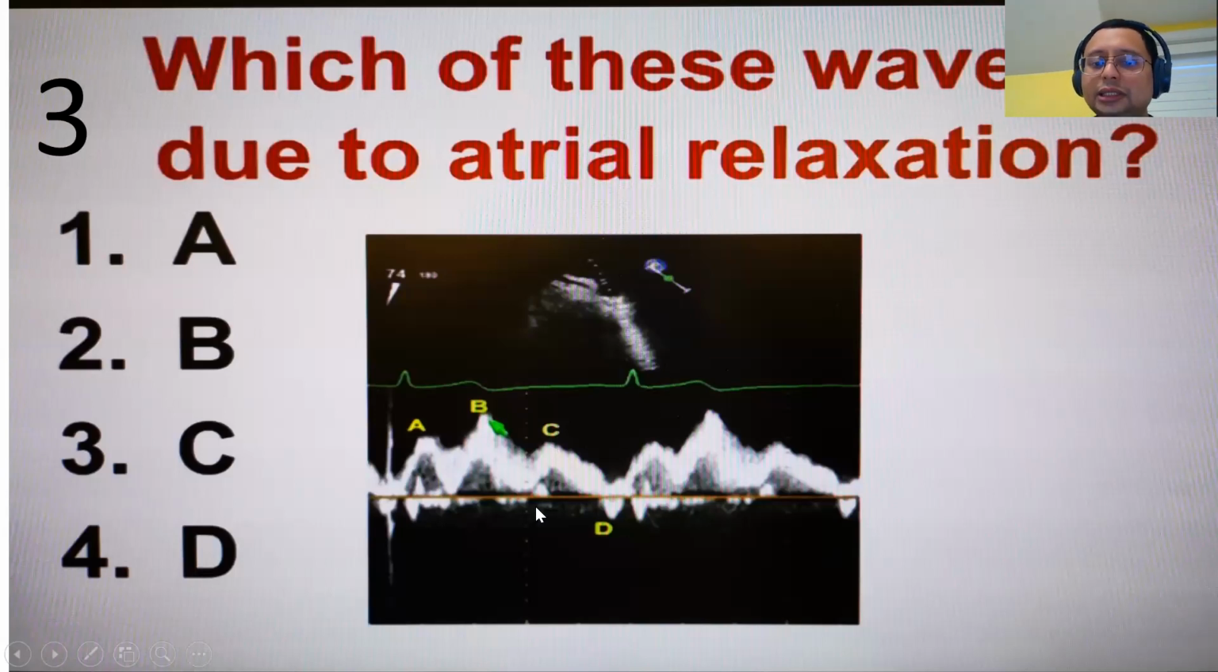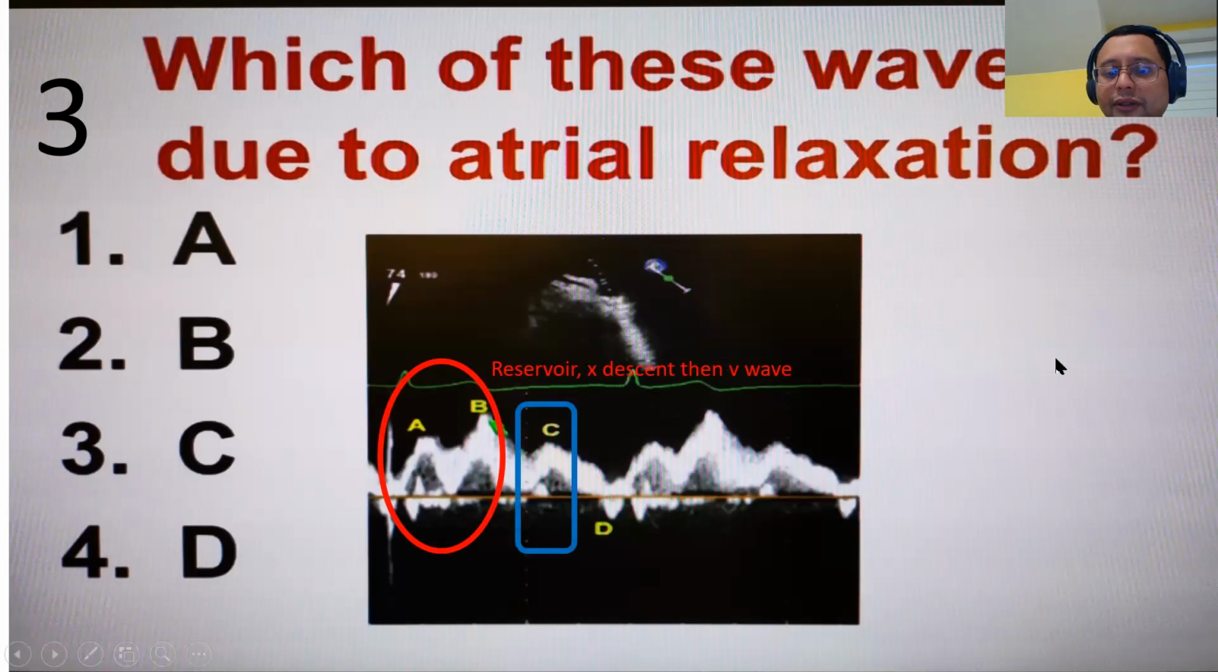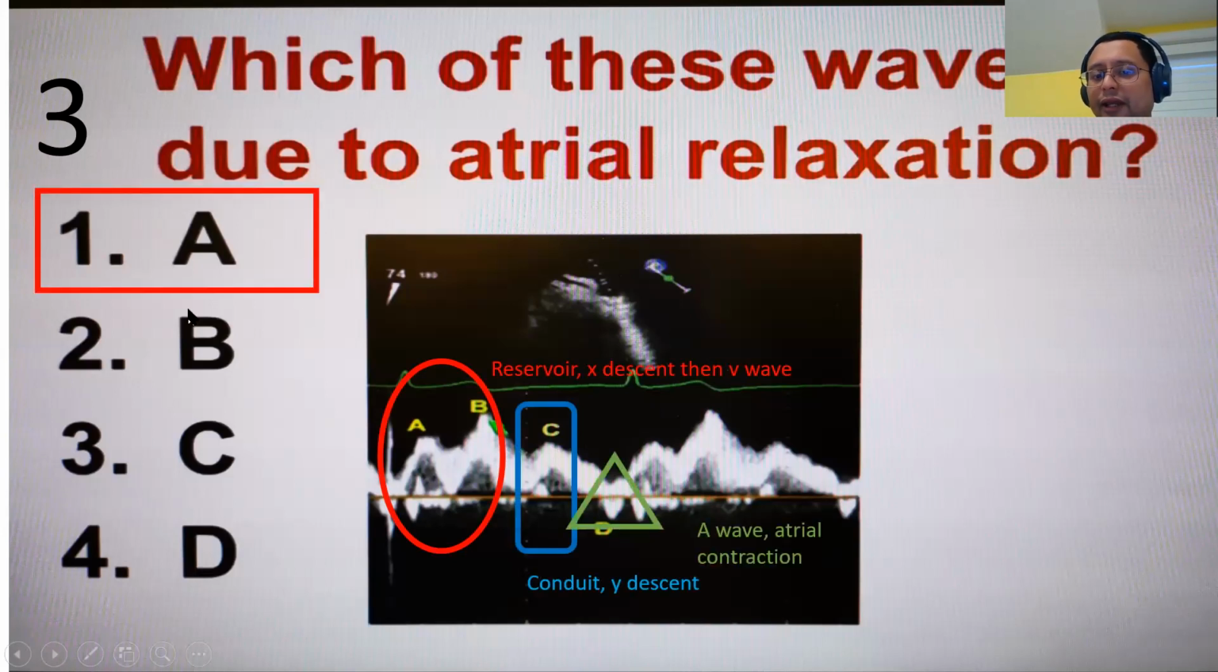In order to know this, we have to know the different waveforms of the left atrium. So you have to know your A wave, your atrial contraction, your C wave, your X wave, your V wave, and also your Y descent, right? So the answer in this situation, and I just show you all the text, is A. So this is actually the atrial relaxation. So let's go one by one.